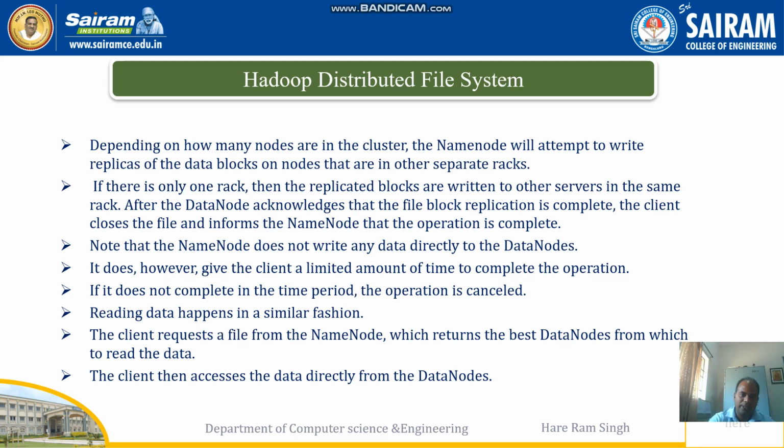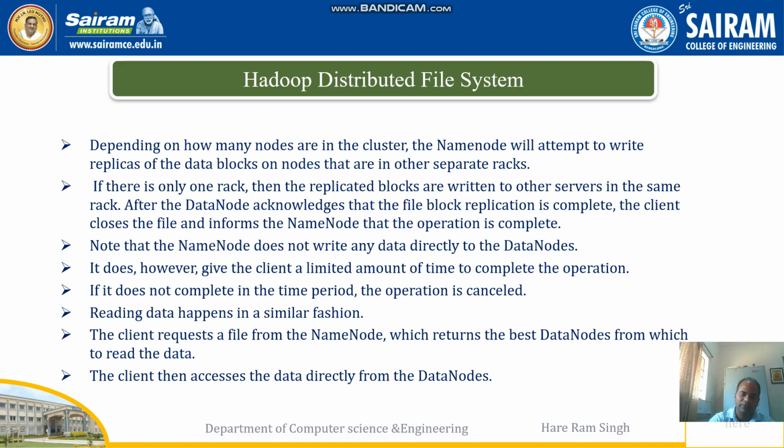In the same way, the reading operation also happens. The client requests a file from the name node, which returns the best data node from which to read the data. Suppose a client wants to read some data, then it will inform the name node which particular data he or she wants to read. Then the name node will find the best and nearest data nodes in which that data is available, and that location will be given to the client. The client then accesses the data directly from the data node.